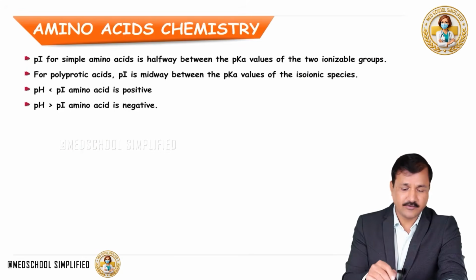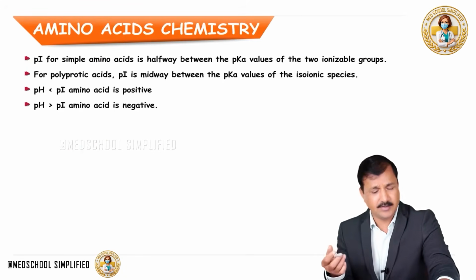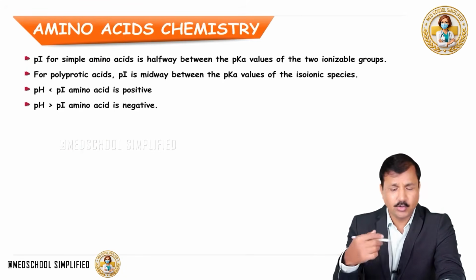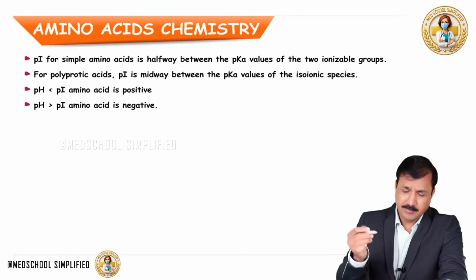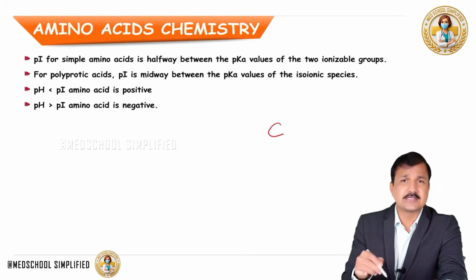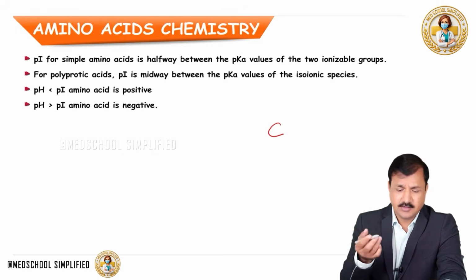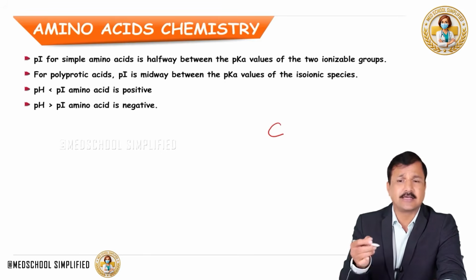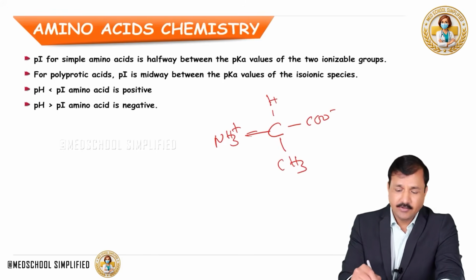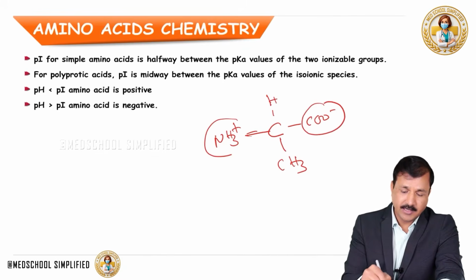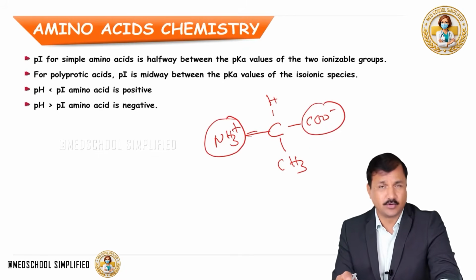Before I make a statement about the isoelectric point for simple amino acids, let me explain how to calculate it. I will write a simple example, taking alanine. We have COO minus, the primary carboxyl group, and the primary amino group NH3 plus, and then we have CH3. So basically we have a primary carboxyl group and a primary amino group. These are the two dissociable groups.